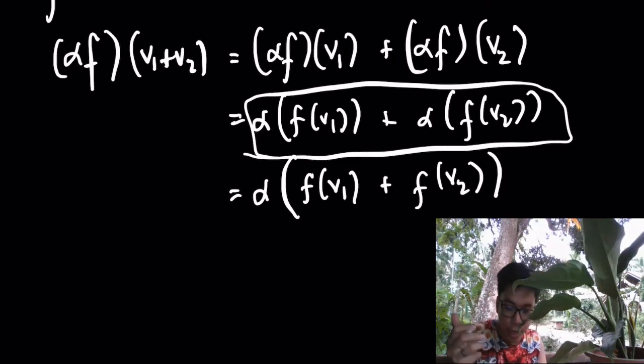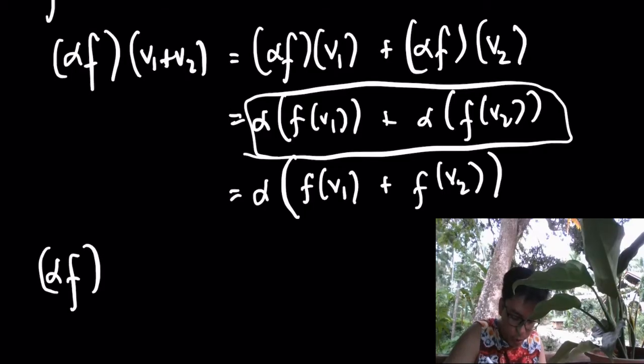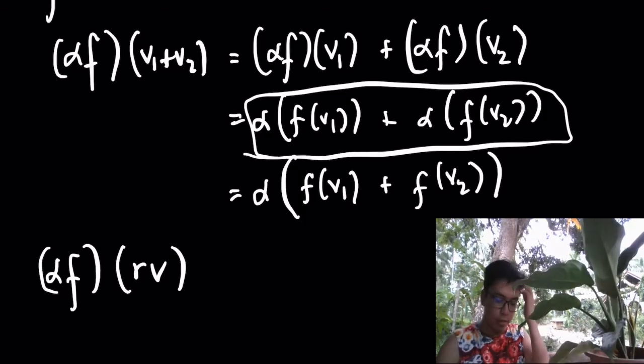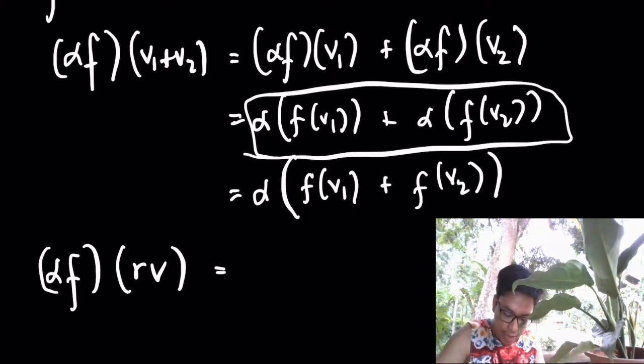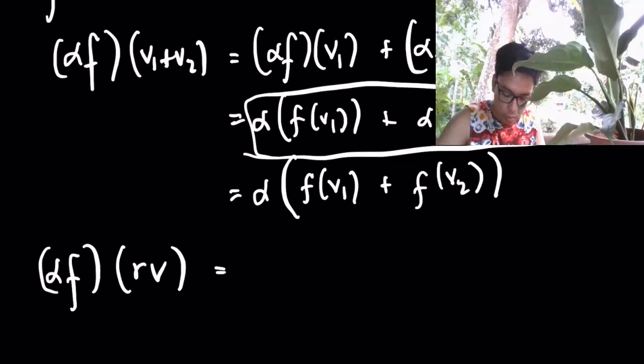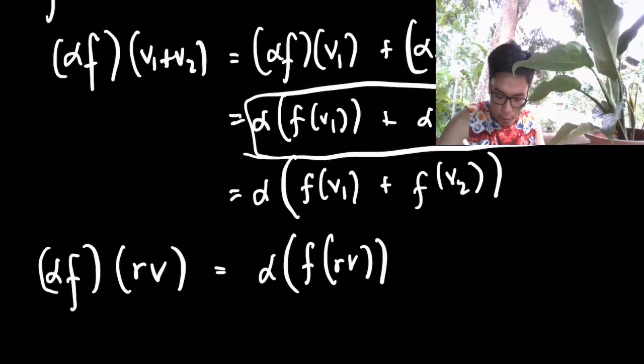Let's consider another alpha here. So you have alpha of f. So instead of using alpha, I use r v. That's it. So we'll see if the second condition is being satisfied here. So I would get alpha of f of rv.